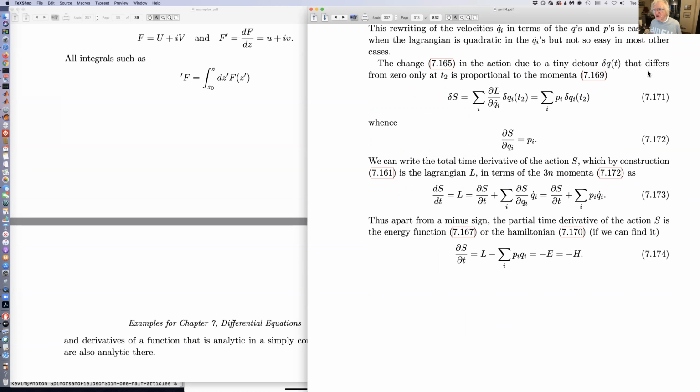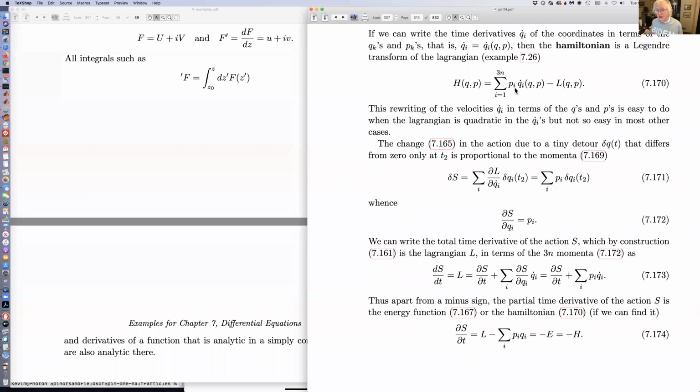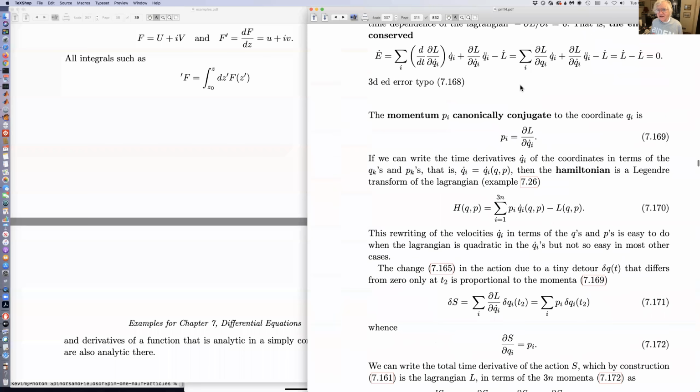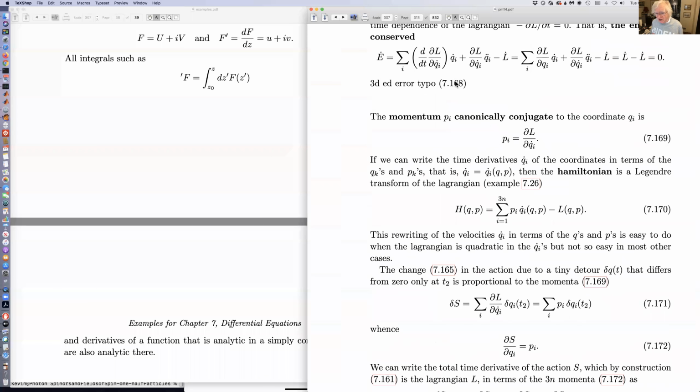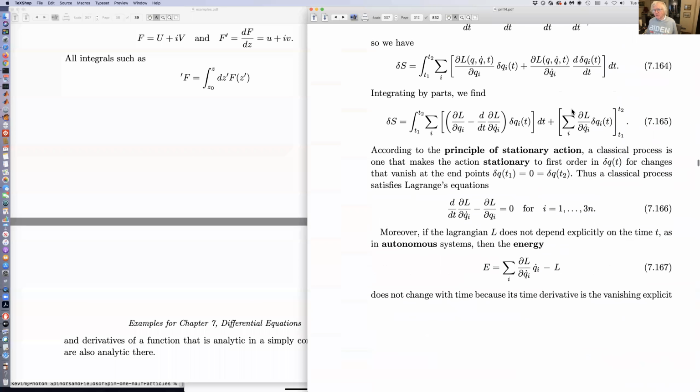So here we're doing a tiny detour that differs from 0 only at T2. So in that case, it's just PI, I'm sorry, the action is of course the integral of L. And so it's partial L partial QI dot times the change of QI at time T. This is what I'm using here, this formula here.